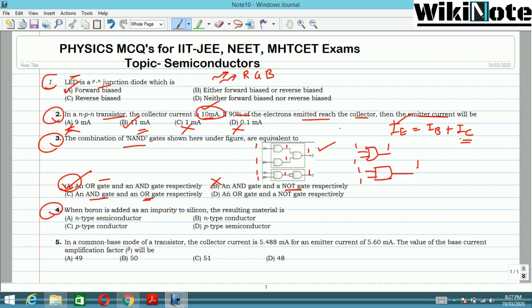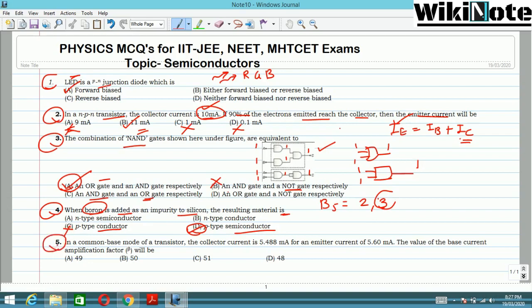Question number 4. When boron is added as an impurity to silicon, the resulting material is boron. So if you look at boron, its atomic number is 5, so this is 2, 3. So this is a kind of trivalent impurity which we are adding, and trivalent impurity means it will give rise to a p type semiconductor. So p type semiconductor is the correct answer, not p type conductor. So this is for the confusion.